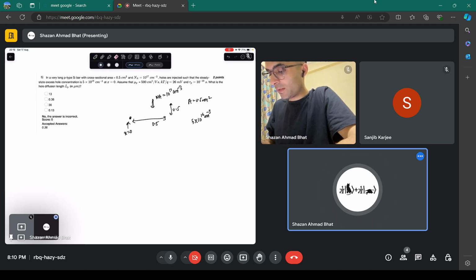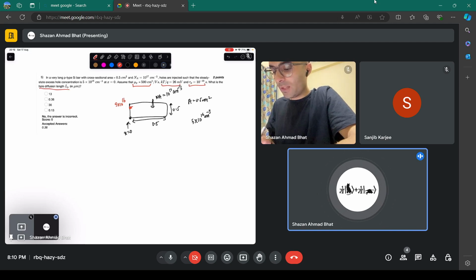There are a lot of holes present, of the order of 5 into 10 to the power 16. We have to assume the mobility of holes is this, kT by q is this, tau p is this. What is the diffusion length?